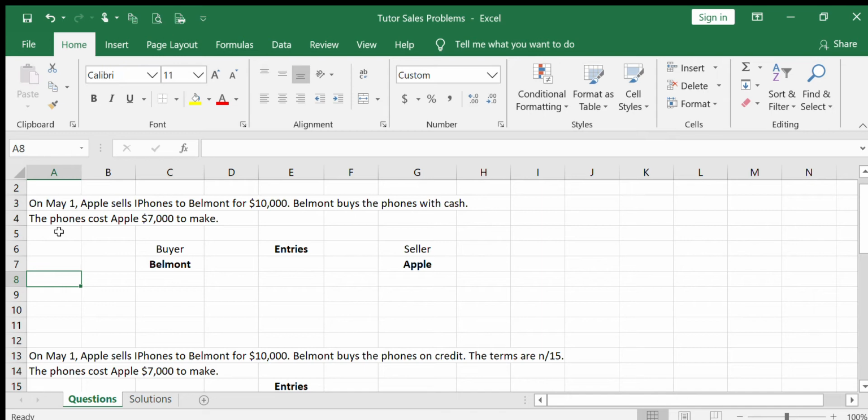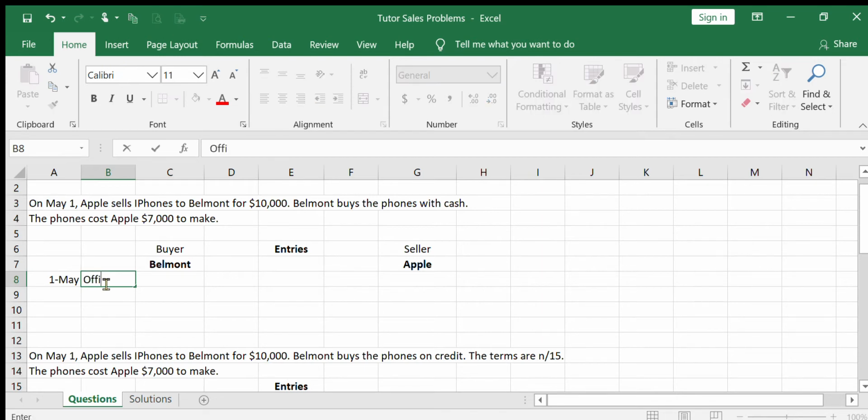The first thing that we have to do whenever we do a journal entry is put our date. So it's May 1st, right there. And the next thing that we have to do, and we're going to start from Belmont's perspective as the buyer, is figure out what our debit is going to be. So Belmont is getting an asset in these iPhones, and we could probably put that under inventory or equipment, whatever we want to do, or categorize that as an asset.